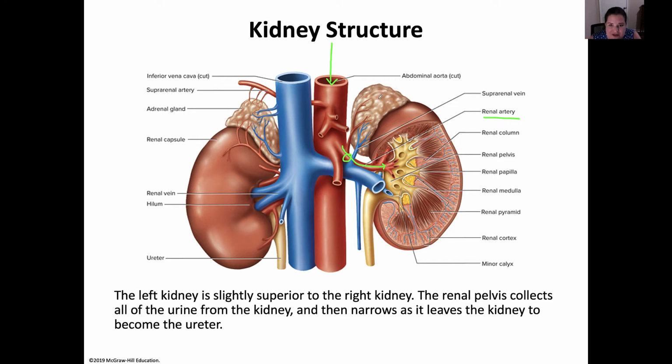And again, as you can see, the left is a little bit higher than the right kidney. Whenever we make urine in what are called the nephrons, and we have millions of nephrons in each kidney, that urine is going to come to the minor calyces, then to the major calyces, and it's going to end up in the pelvis. And from the pelvis, it's going to go down into the ureters that are going to go to the bladder.